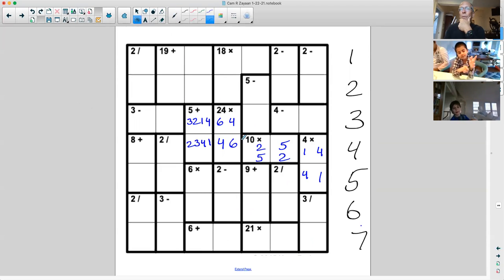So can you tell me what the combinations are for 21? 3 times 7 or 7 times 3. Great. Next time, just say it right out there. There you go. Yes. Now, this is very exciting.